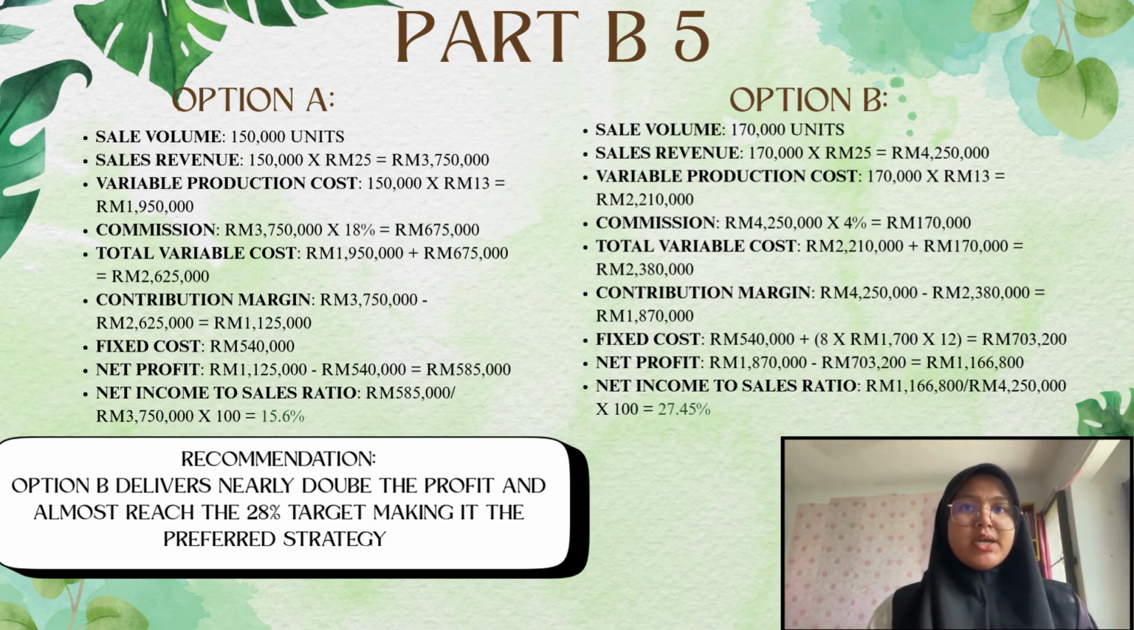So next, we analyze scenario 5, which considers two restructuring options for the sales force, and the goal is to increase sales while managing costs effectively. So first, we have option A, which is to raise agent commission to 18%. We estimate that increasing commission to 18% would boost sales by 50%, resulting in 150,000 units sold. And this generates a total sales revenue of 3.75 million ringgit. After accounting for higher commission and production costs, the net profit comes to 585,000 ringgit, giving a net income to sales ratio of 15.6%.